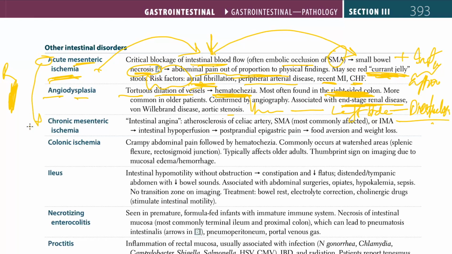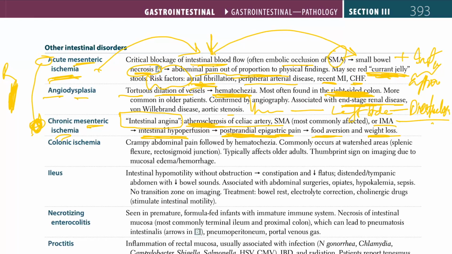So this was acute. Let's talk about chronic mesenteric ischemia. You have intestinal angina: atherosclerosis of the celiac, SMA, and IMA, most commonly affected. All three. So basically you're looking at atherosclerosis of any of them, which leads to intestinal hypoperfusion, which causes postprandial epigastric pain. And I talked about how postprandial epigastric pain leads to food aversion and weight loss. So you don't want to eat any food if you have pain. I mean, you get the point there. And that's only with the chronic.